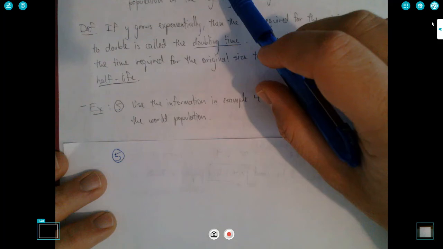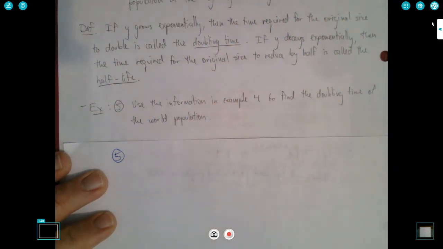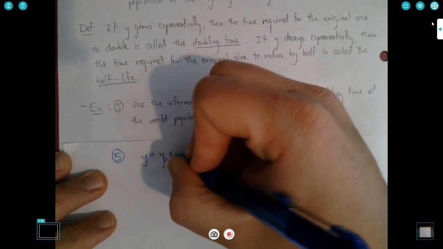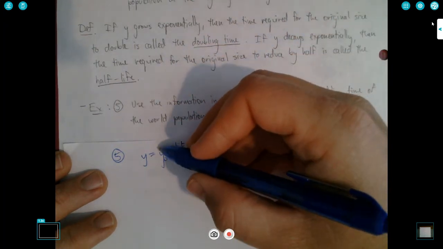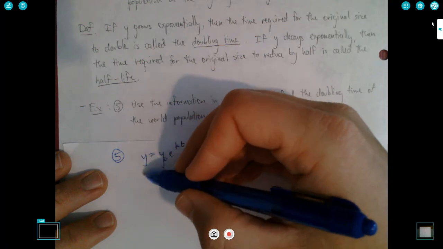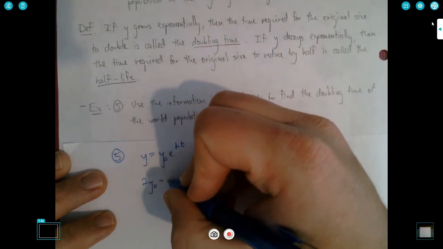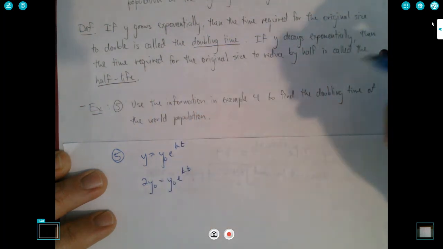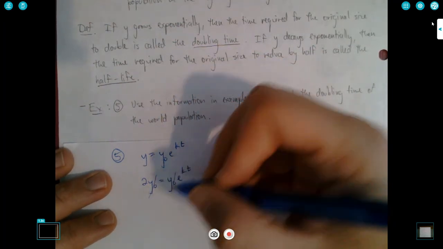If the initial amount is 7.1 billion, it actually doesn't even matter what the initial amount is, because the final amount is going to be twice as much. So in other words, if we're dealing with this growth model, and we just leave this as y naught, this has to be 2 times y naught because it's doubled. So 2 times y naught equals y naught e to the kt. We know what k is, so we can solve for t. Notice that the y naughts will cancel now.